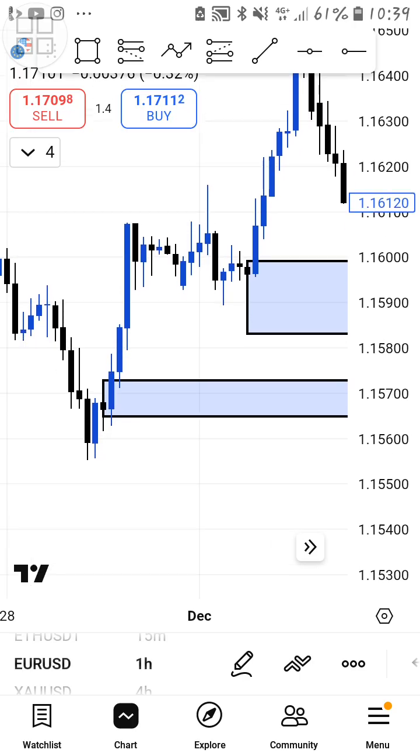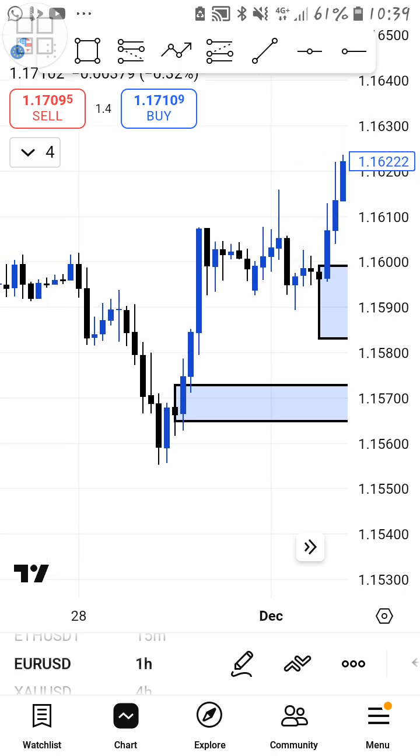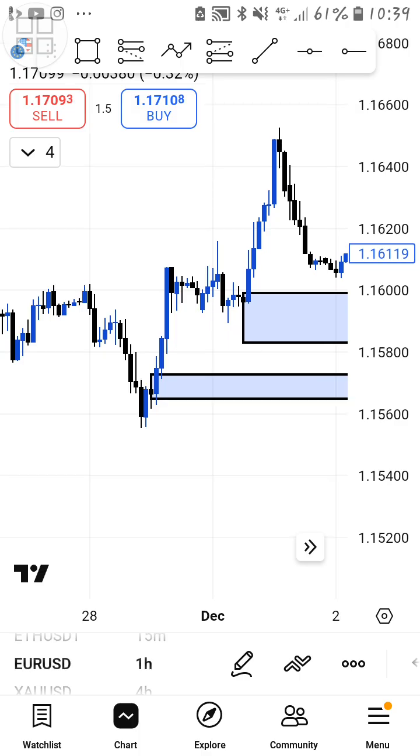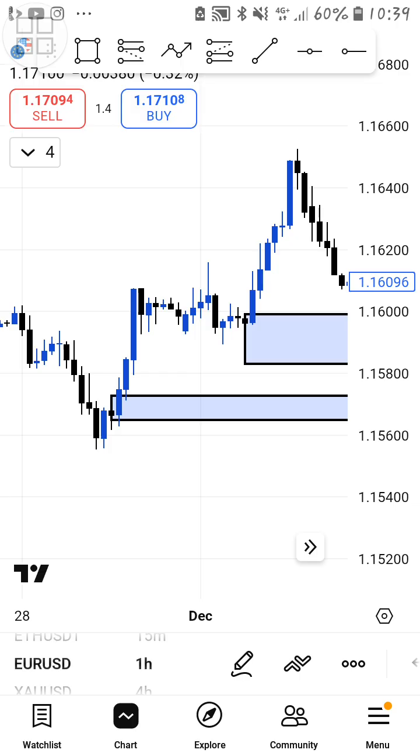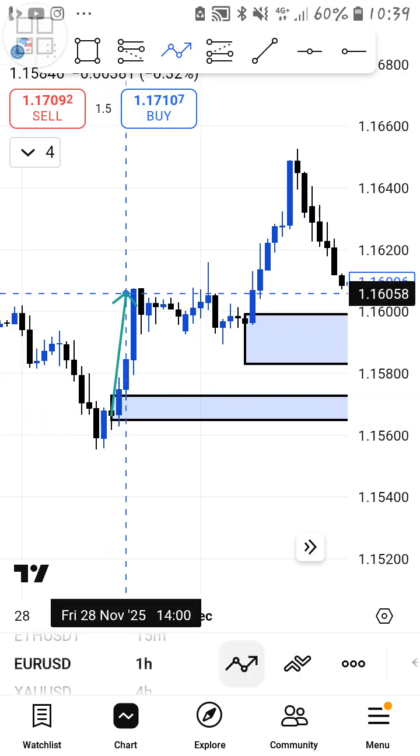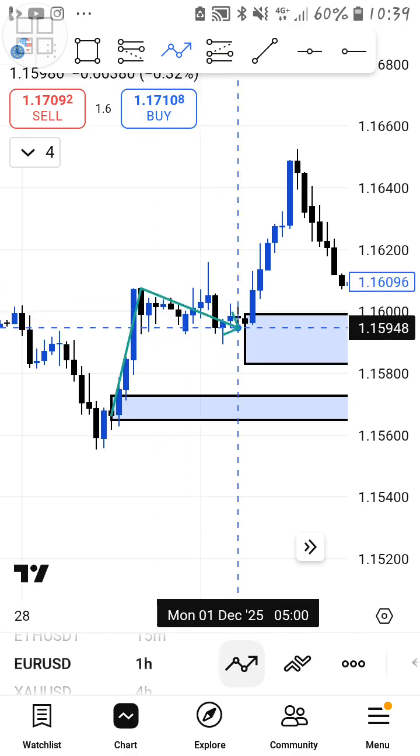So we see the market is in an uptrend. If the market is in an uptrend, we need to create a series of higher highs, higher lows, higher highs, higher lows. That can be way more than twice. Okay. We see the market is creating a series of higher highs, higher lows.